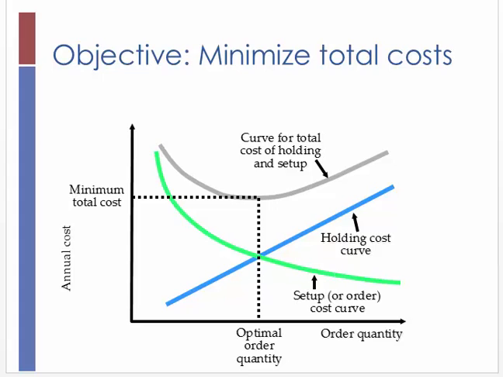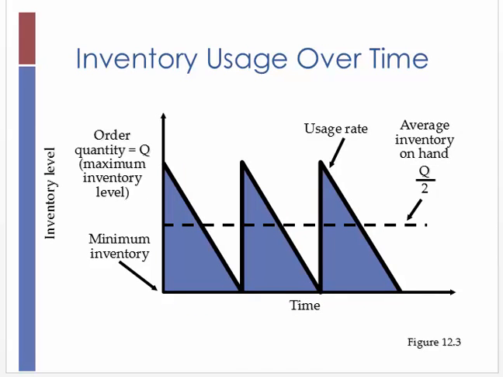So as you can see here on this slide, this is the way it works. We make our order and it all comes in, and then we slowly use it up over time, and then we make another order, we get another order in, and we slowly use it up over time. So this graphic depiction, I think, kind of explains how the economic order quantity model works.